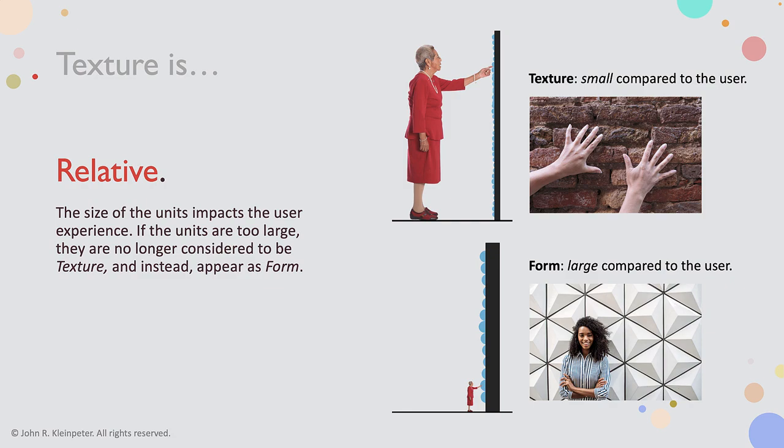Texture is relative. The size of the units impacts the user experience. If the units are too large, they are no longer considered to be texture and instead appear as form. The top sample shows texture that is small compared to the user. The bottom sample shows form that is large compared to the user.